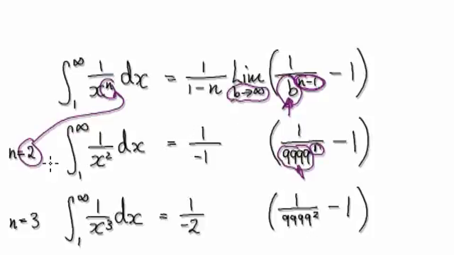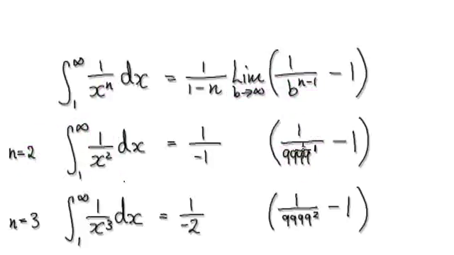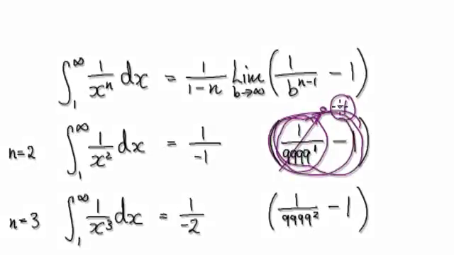So in a case of n equals 2, in a case of it being 1 over x squared, you can see that this thing here is going to be very, very big, and then you've got 1 divided by a very, very big number. So this thing here will be 0, and then 0 take away 1 will be negative 1. And so this whole thing will be negative 1 times negative 1, which will be 1.